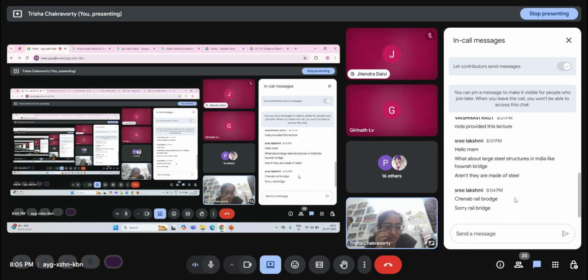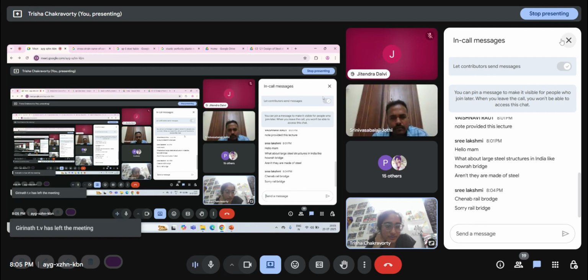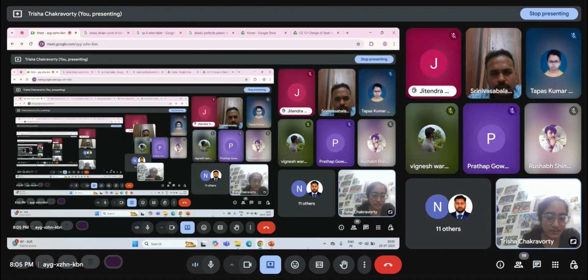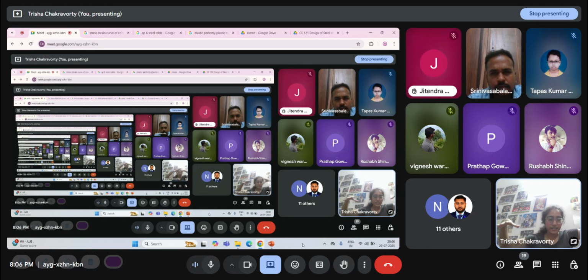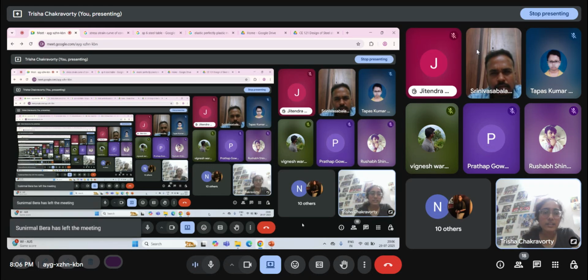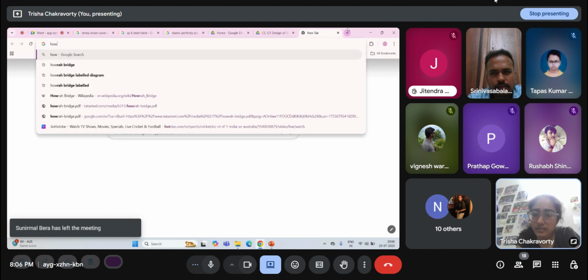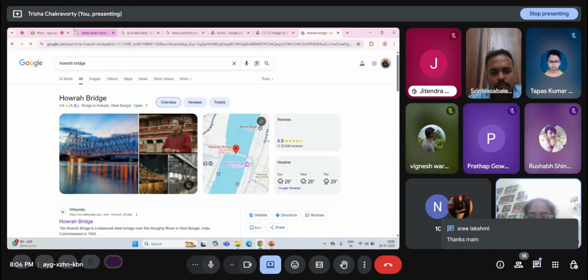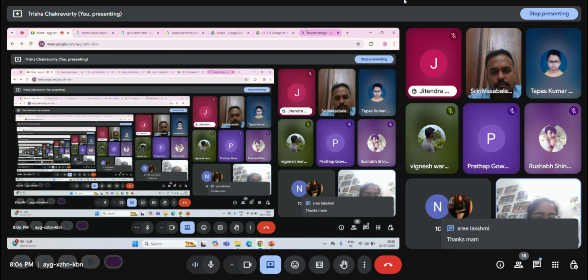Yes, you are asking about large steel structures in India like Howrah Bridge? Yes, Howrah Bridge is definitely one. It was one of the first examples I gave in this class. It is made of steel. It is a steel truss holding up the deck, so it is called a through truss. Let's see a picture. Okay, is that what you wanted to know?